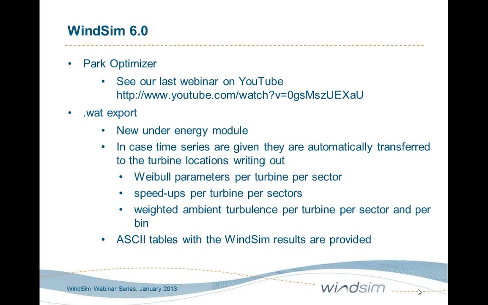Another post-processing feature is a WAT export. This is new under the energy module, and in case you have given us time series, they are automatically transferred to the turbine locations and written out as variable parameters per turbine per sector, speed-ups per turbine per sector, and weighted ambient turbulence per turbine per sector and per bin. This will all be summarized in ASCII tables, which you can use to do easy site suitability studies.